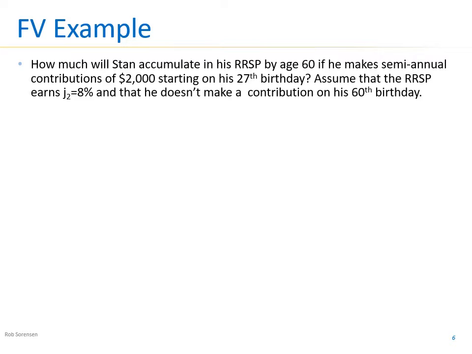How much will Stan have in his RRSP by age 60 if he makes semi-annual contributions of $2,000 starting on his 27th birthday? Let's earn 8% on the money. And he doesn't make a contribution when he's 60, so let's have a look at a timeline for that. He starts when he's 27. We want to know how much he has when he's 60. They go in every half year. He does make one when he's 27, but he doesn't make one when he's 60.